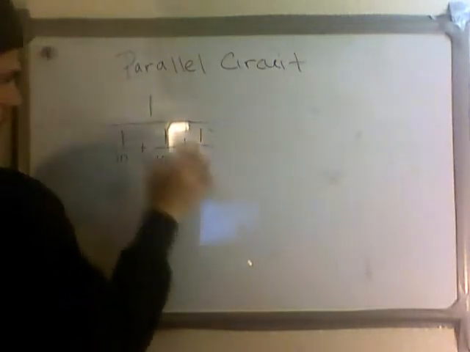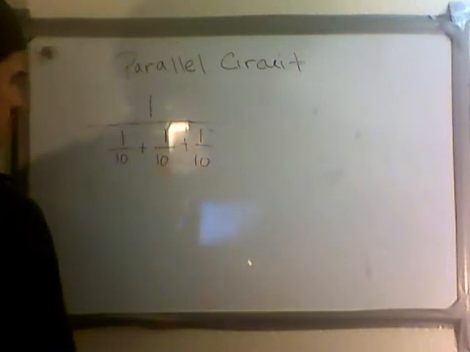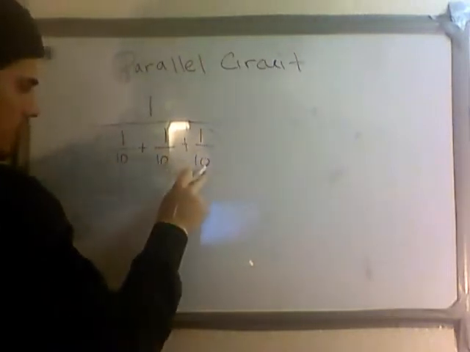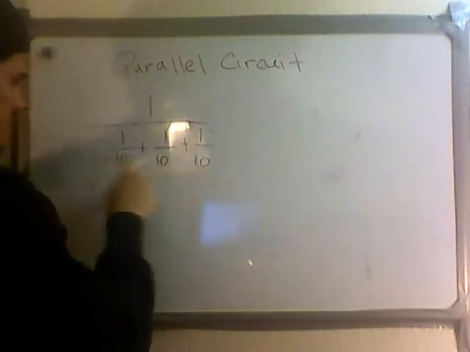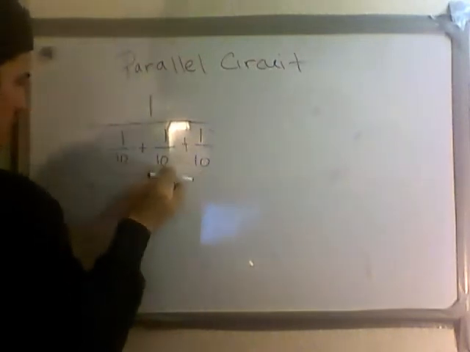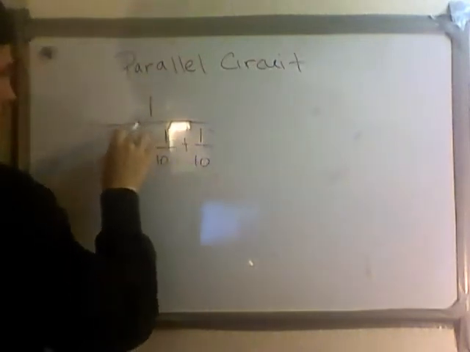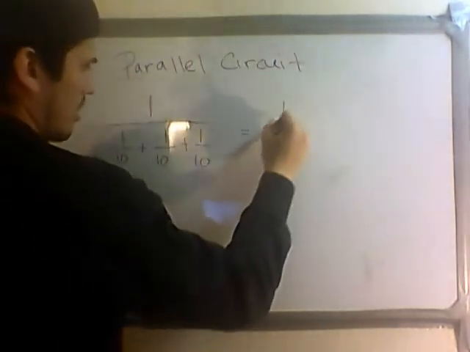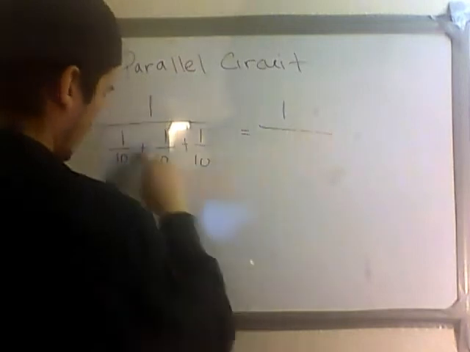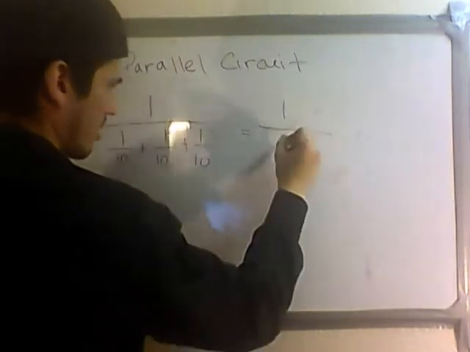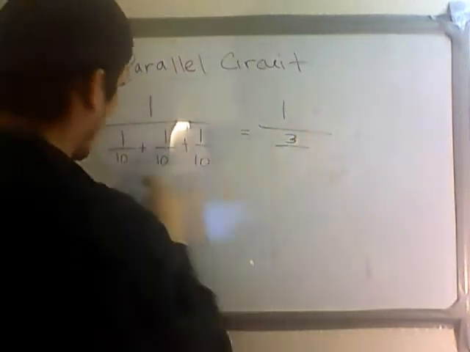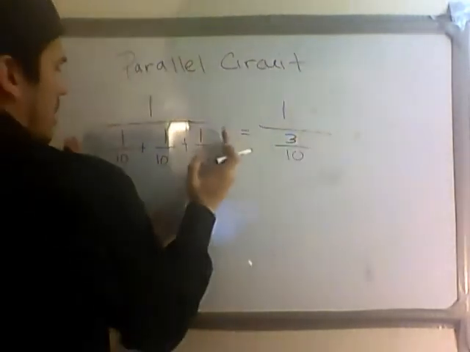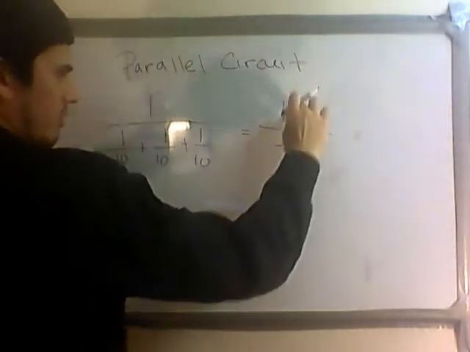Now this is a sum of fractions. Since we have a common denominator in each of these fractions, 10, 10, 10, you just leave it alone and only add the numerators, 1 plus 1 plus 1. 1 plus 1 plus 1 is 3. So that's going to be 3 over 10.